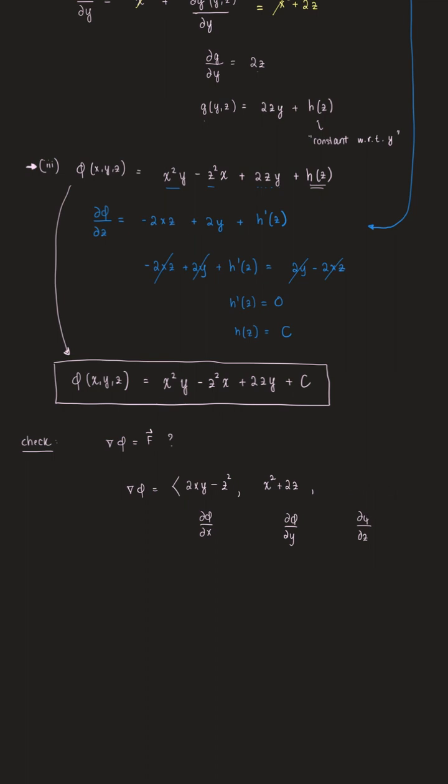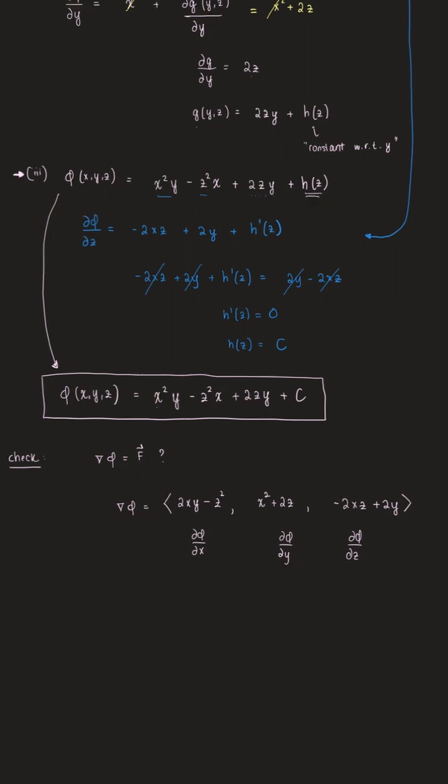Let me do that again. Partial of phi with respect to z. Okay, that's negative 2xz plus 2y. There we go. Now, is that the same as our original vector field?